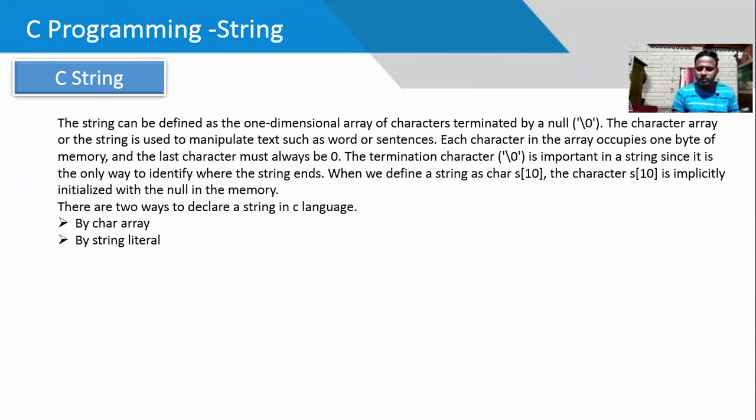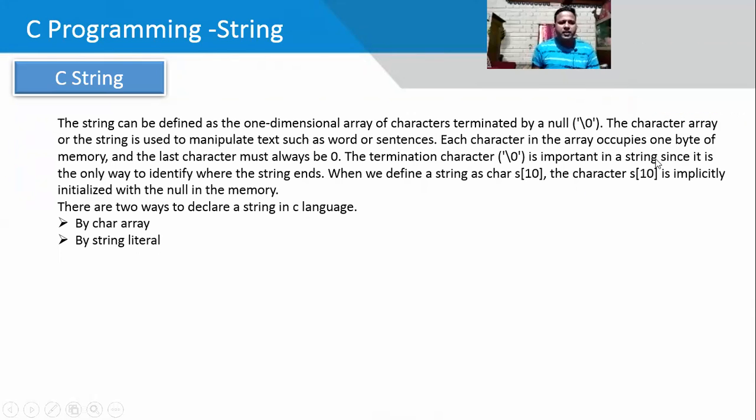Then we come to the C programming string operation. A string can be defined as a one-dimensional array of characters terminated by the null. The character array or the string is used to manipulate the text such as a word or sentence. Each character in the array occupies one byte of memory and the last character must always be \0.